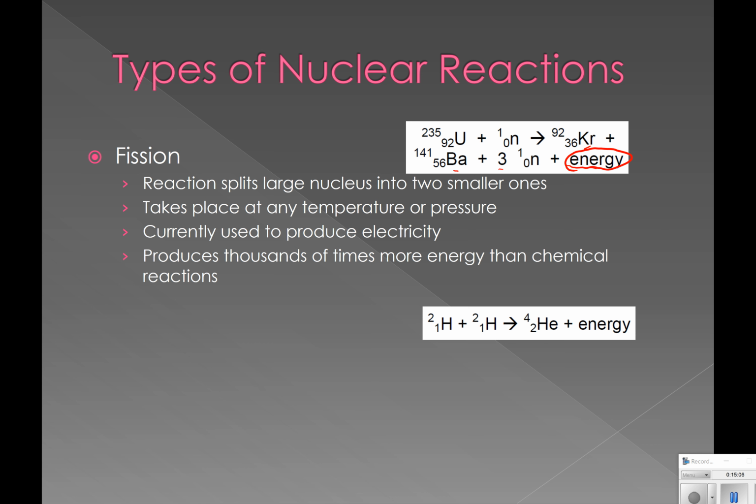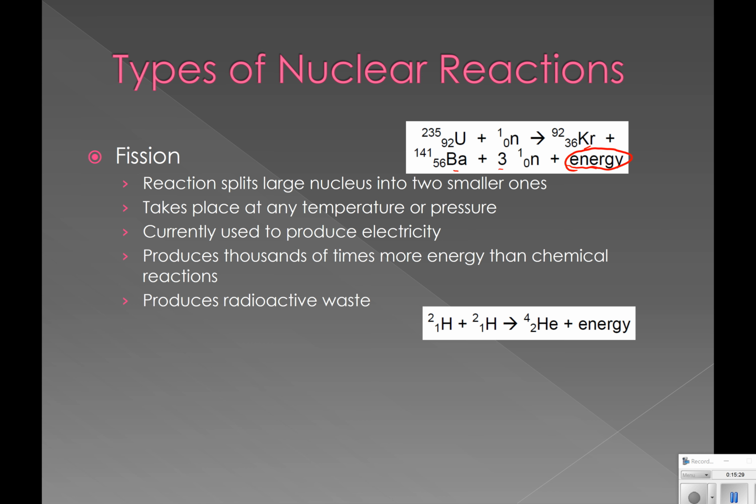Now, these types of reactions produce thousands of times more energy than other types of chemical reactions. So these are much greater. These nuclear reactions are thousands of times more energy dense than a chemical reaction, at least in this case in regards to fission.